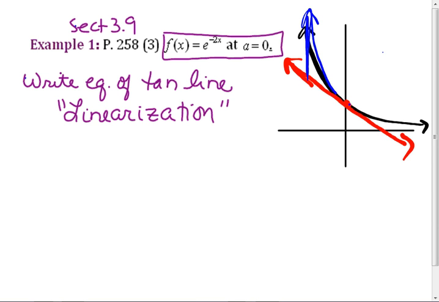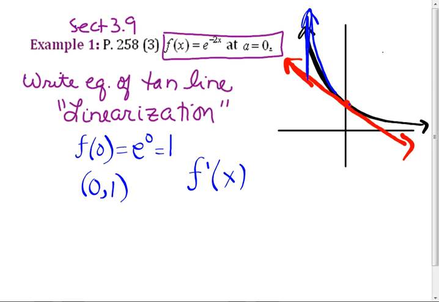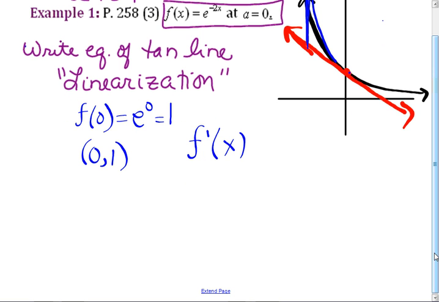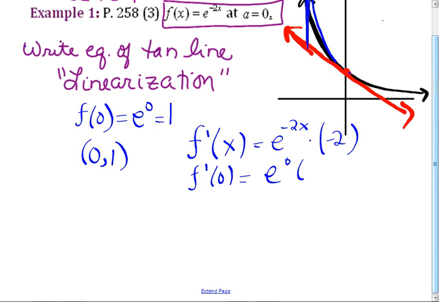So I just want the equation of the line. So what's f of 0? It's e to the 0, which is 1. So it goes through the ordered pair (0, 1). Is that right? Okay. And what's f prime of x? We know this now. It's e to the negative 2x times negative 2 with the chain rule. And then we want to find f prime of 0. So it's equal to e to the 0 times negative 2.